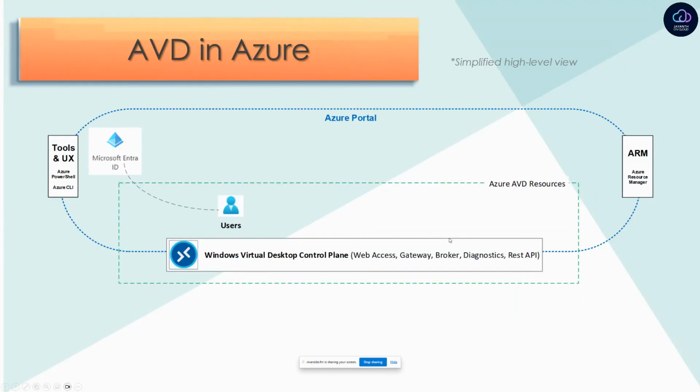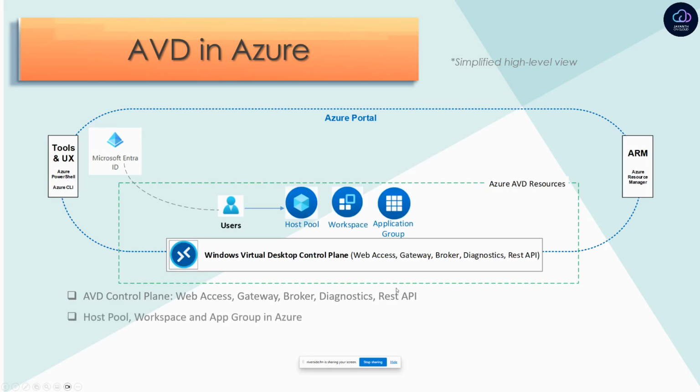So if we go into a bit more of a simplified high-level view, because I find that this really helps customers understand what we're looking at rather than looking at a quite complex architecture diagram. So again, we have the control plane. This is key. Whether you're using AVD purely in Azure or using AVD on top of Azure Local, the control plane is always in Azure. So again, the web access, gateway, broker, diagnostics, REST API, all of those components always run in Azure.